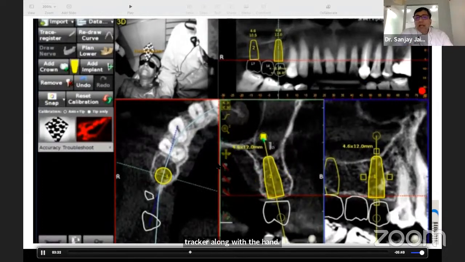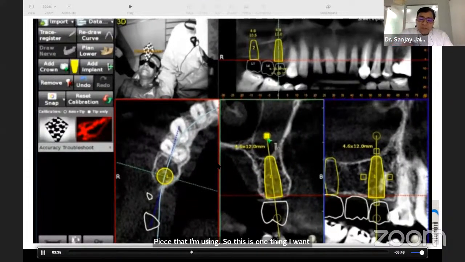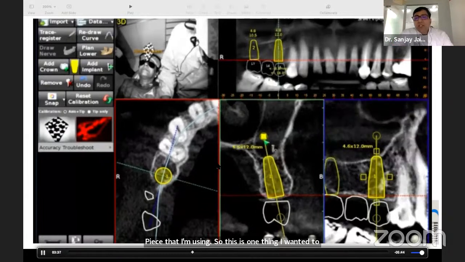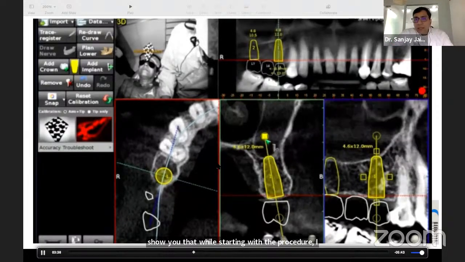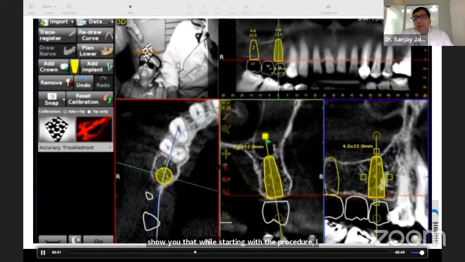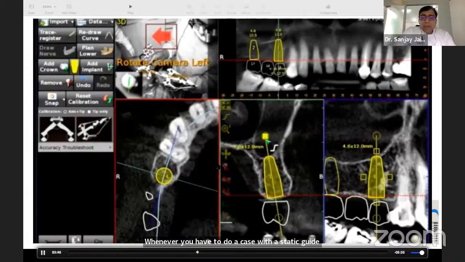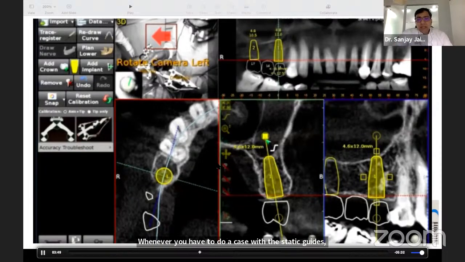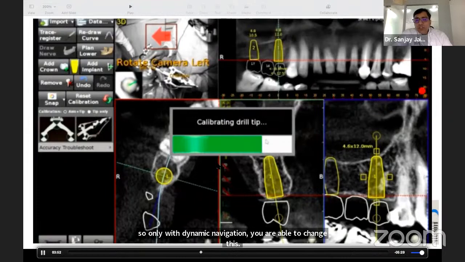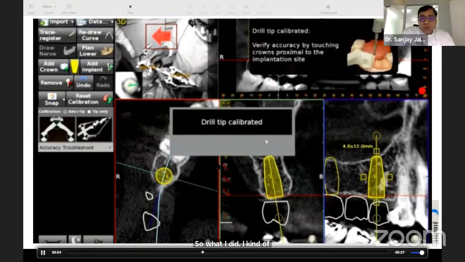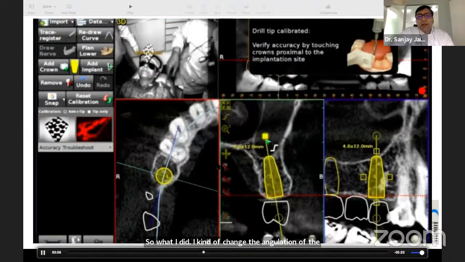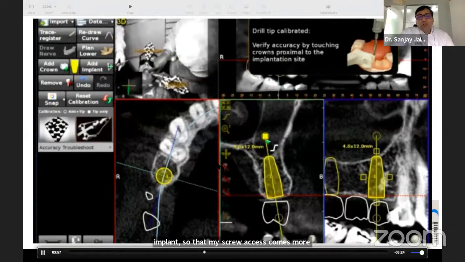This is one thing I wanted to show you: while starting the procedure, I changed the angulation of the implant. This is just not possible whenever you do a case with static guides. Only with dynamic navigation are you able to change this. So I changed the angulation of the implant so that my screw axis comes more in the central fossa of the crown.